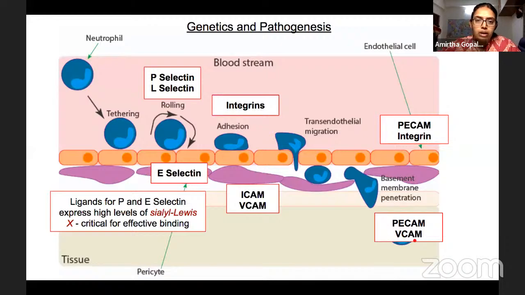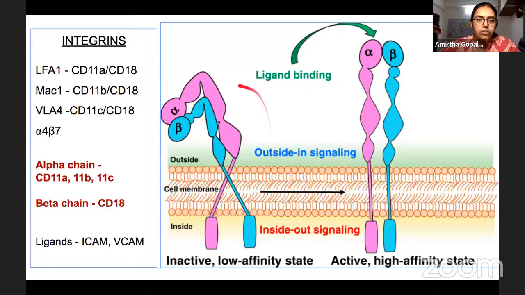I would like to talk a little bit in detail about the integrins. Integrins are heterodimers which are expressed on the surface of all human leukocytes. The heterodimer has an alpha subunit and a beta subunit. There are around 10 alpha subunit families and around 7 beta subunit families. With different combinations of alpha and beta, there are around 25 different heterodimers of integrins in human leukocytes.